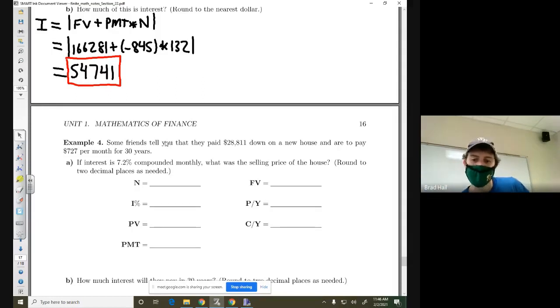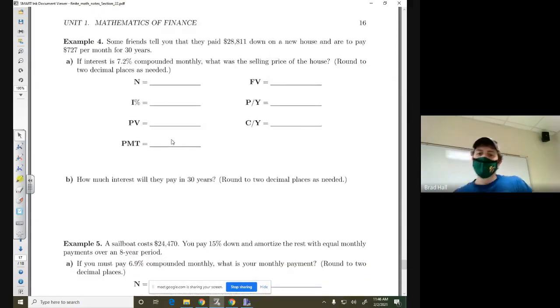And so let's say the interest rate is 7.2% compounded monthly. What was the selling price of the house? I bet a lot of you are looking at this. Well, actually, I won't even spoil that part yet. Let's just put in some of these values as we think are intuitive.